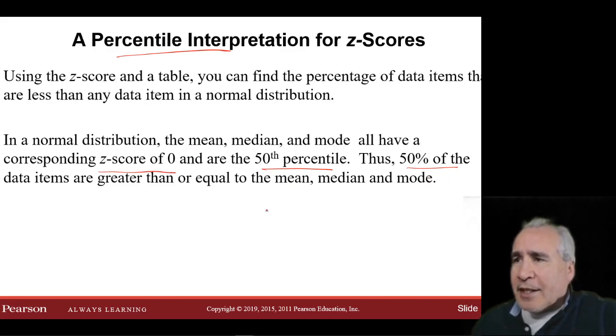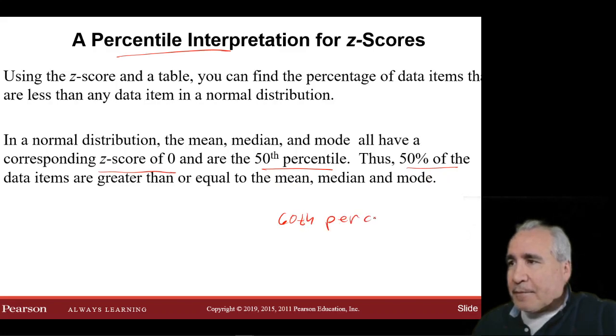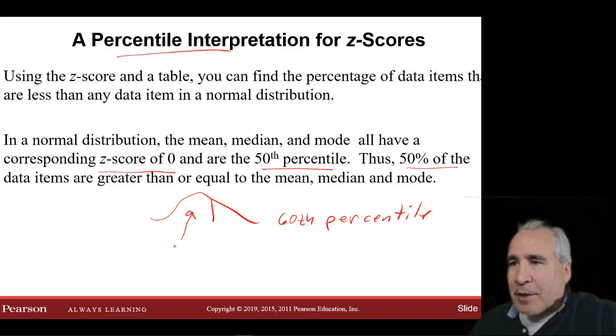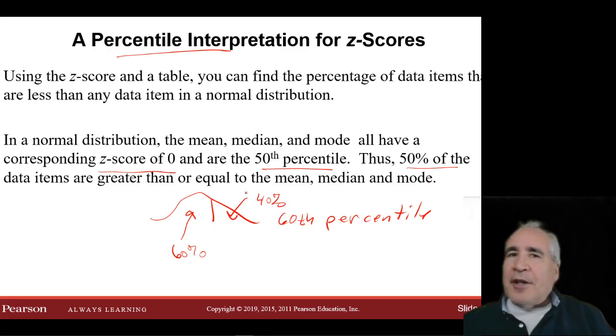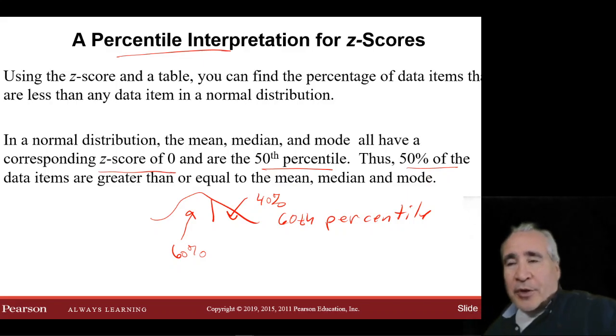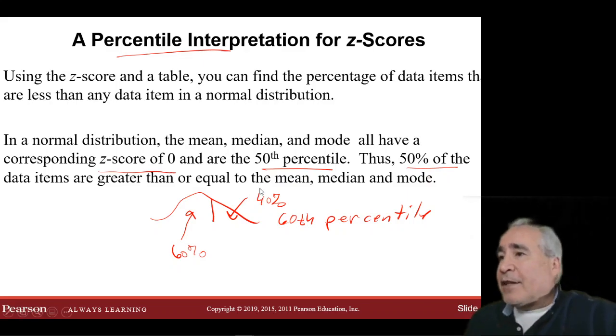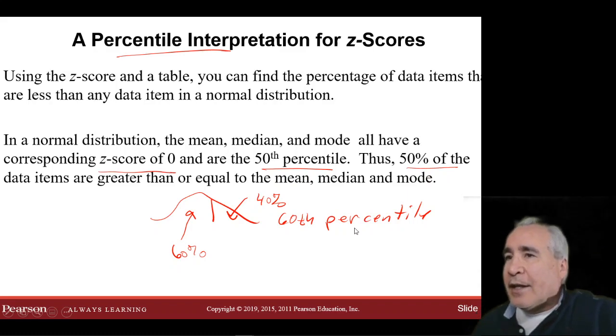Does that make sense? So the 60th percentile would look something like this, that this area would be 60%. So this area has to be 40%, because the area itself is all 100%. There's no more than 100%, no less either. Everything is accounted for. Okay. And again, the mean, the median, and the mode are all the same.